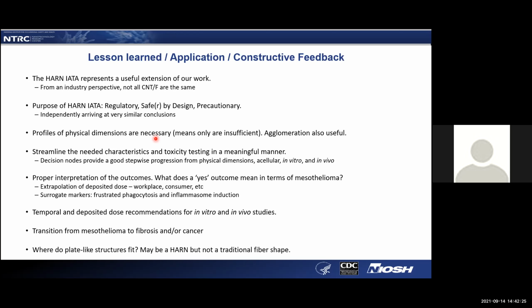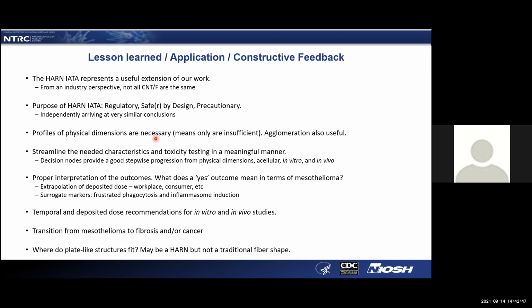And then extrapolation to deposited dose is really something we get back from the industry when we work with recommended exposure limits. How much material does it take for this to happen? And obviously on the consumer side, that's going to be dramatically less compared to protecting the workforce.